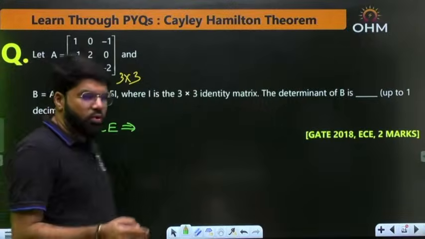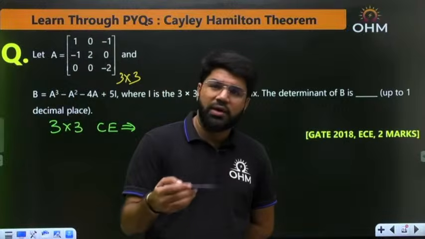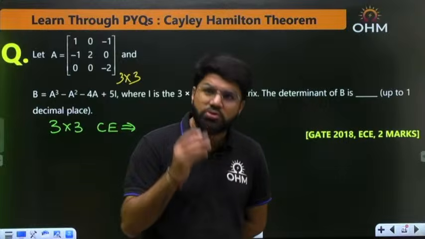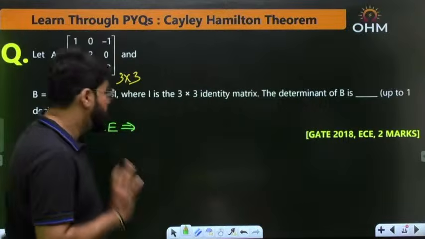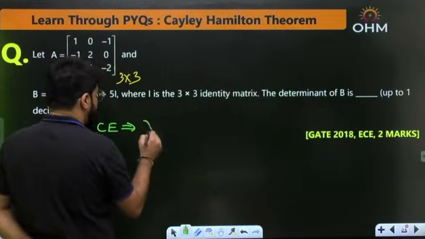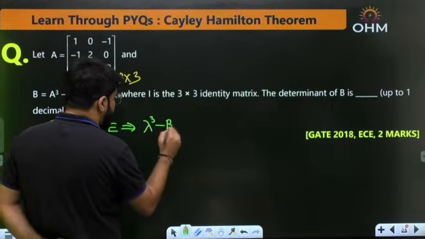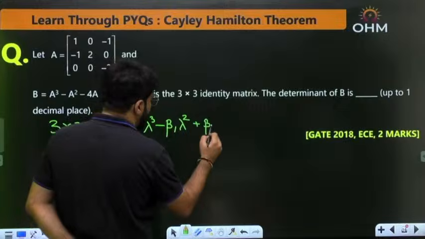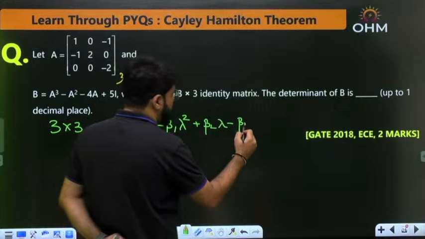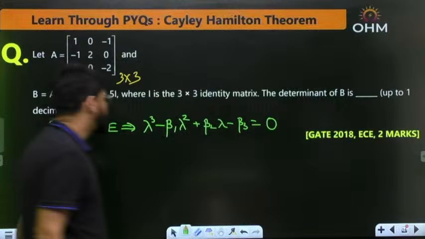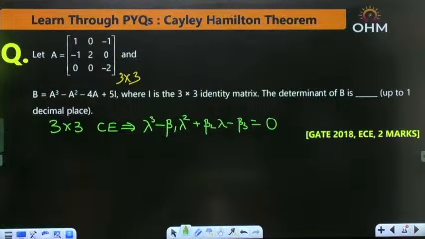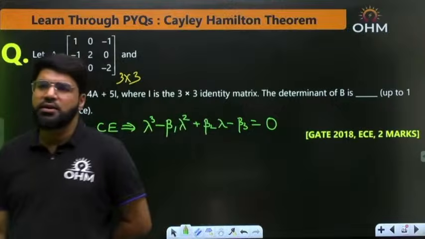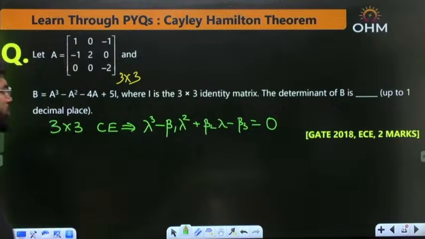If you have not watched, I request you to go through the previous eigenvalue, eigenvector video available on YouTube, because that is very, very important. In linear algebra, the most important area is eigenvalue, eigenvector only. For the 3 cross 3 shortcut characteristic equation, I have given you lambda cube minus beta 1 lambda square plus beta 2 lambda minus beta 3 equal to 0. This is the shortcut characteristic equation I have given to you. Correct?